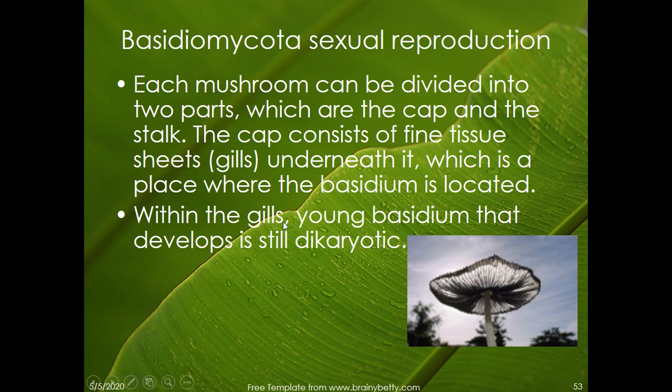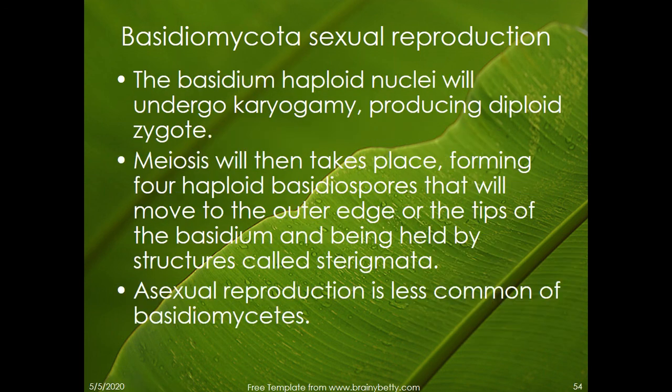Within the gills, the young basidium will develop, still in dikaryotic form, and then the basidium will undergo karyogamy, producing a diploid zygote, and then meiosis takes place. After meiosis, forming four haploid nuclei, they will form structures known as sterigmata. Asexual reproduction is less common in basidiomycetes. Mostly they reproduce through sexual spores.